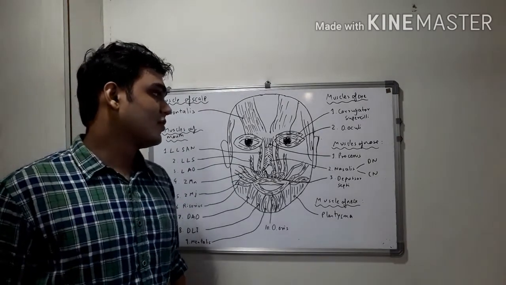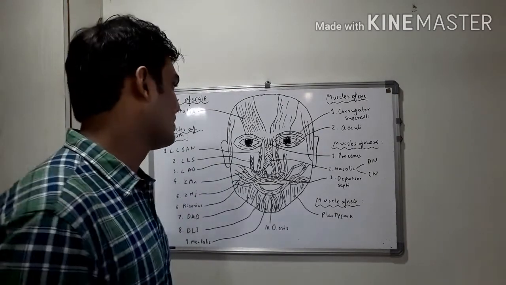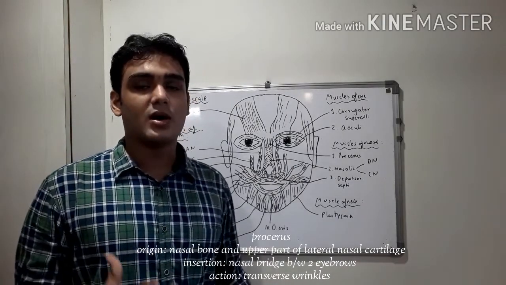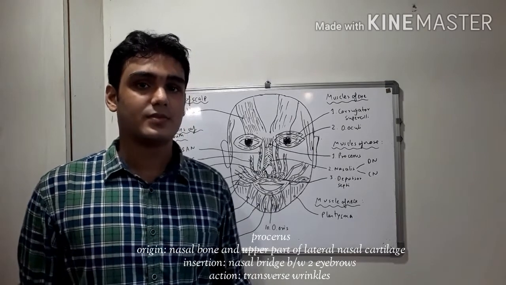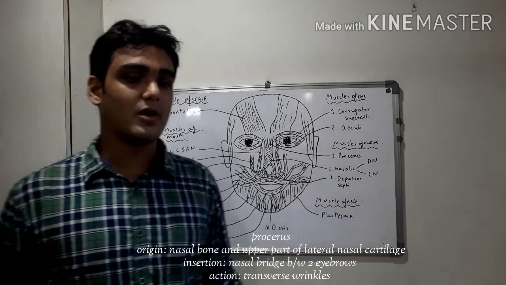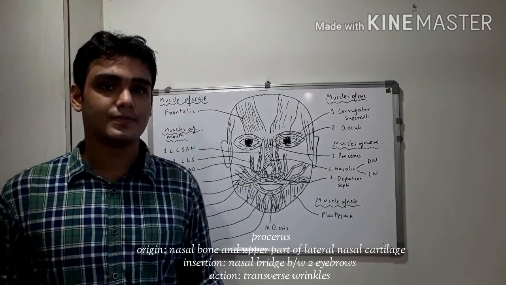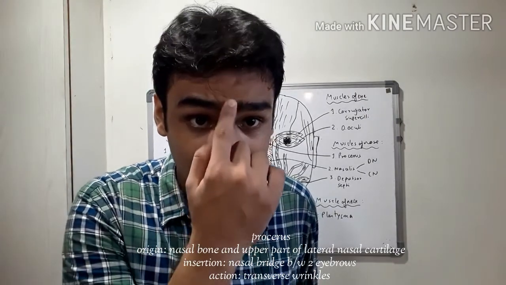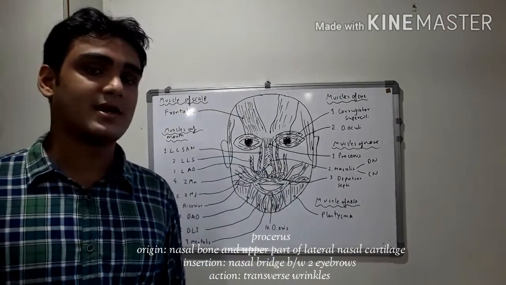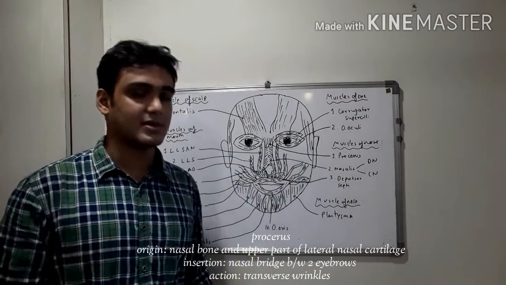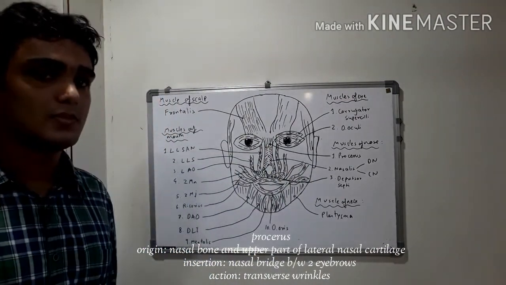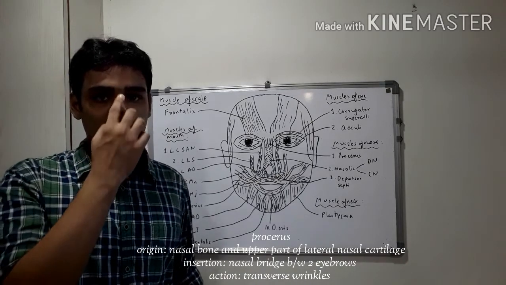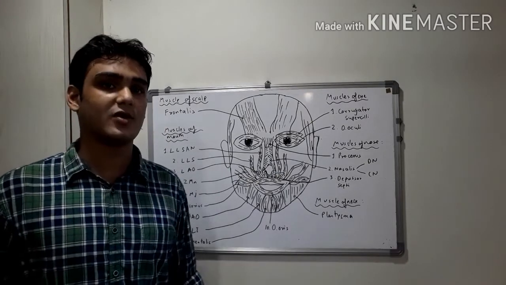Then coming to the muscles of nose. So we have 4 muscles, beginning with the procerus. So procerus originates from the nasal bone and the upper part of lateral nasal cartilage, and it has the function of producing transverse wrinkles. So if you raise your eyebrows, some transverse wrinkles are formed, right? So these transverse wrinkles are due to the action of procerus, and it is inserted between the two eyebrows, the nasal bridge between the two eyebrows. That is the insertion of procerus.